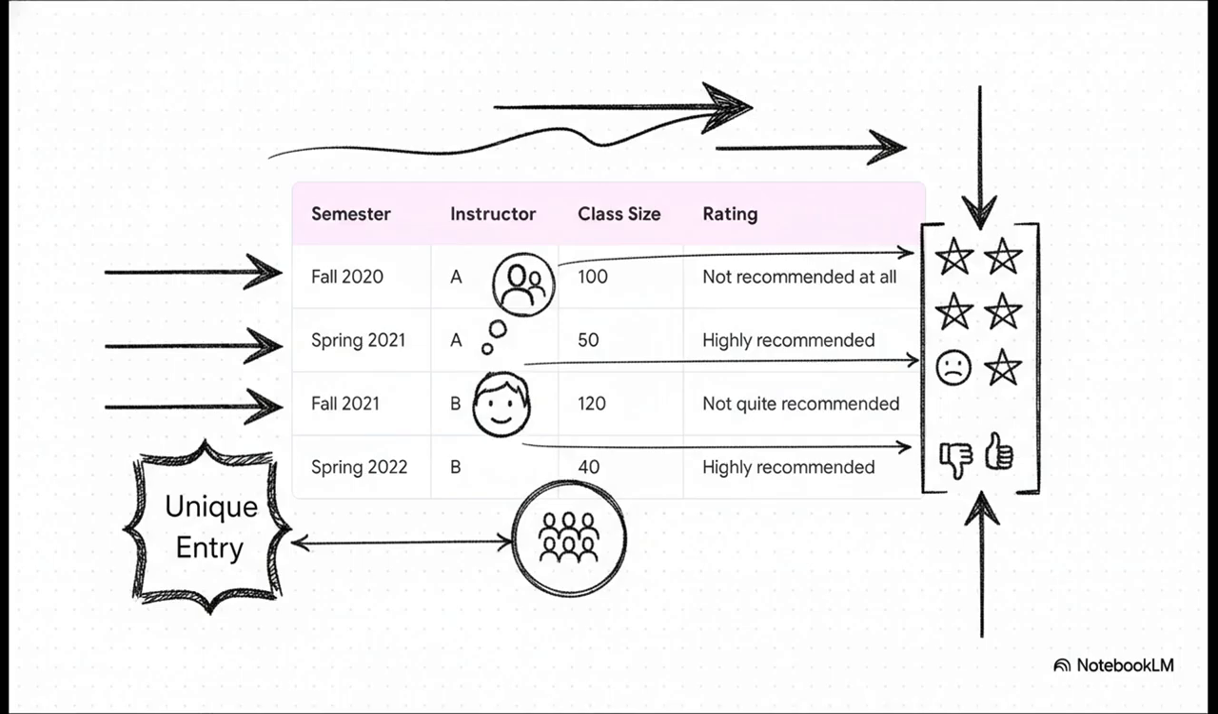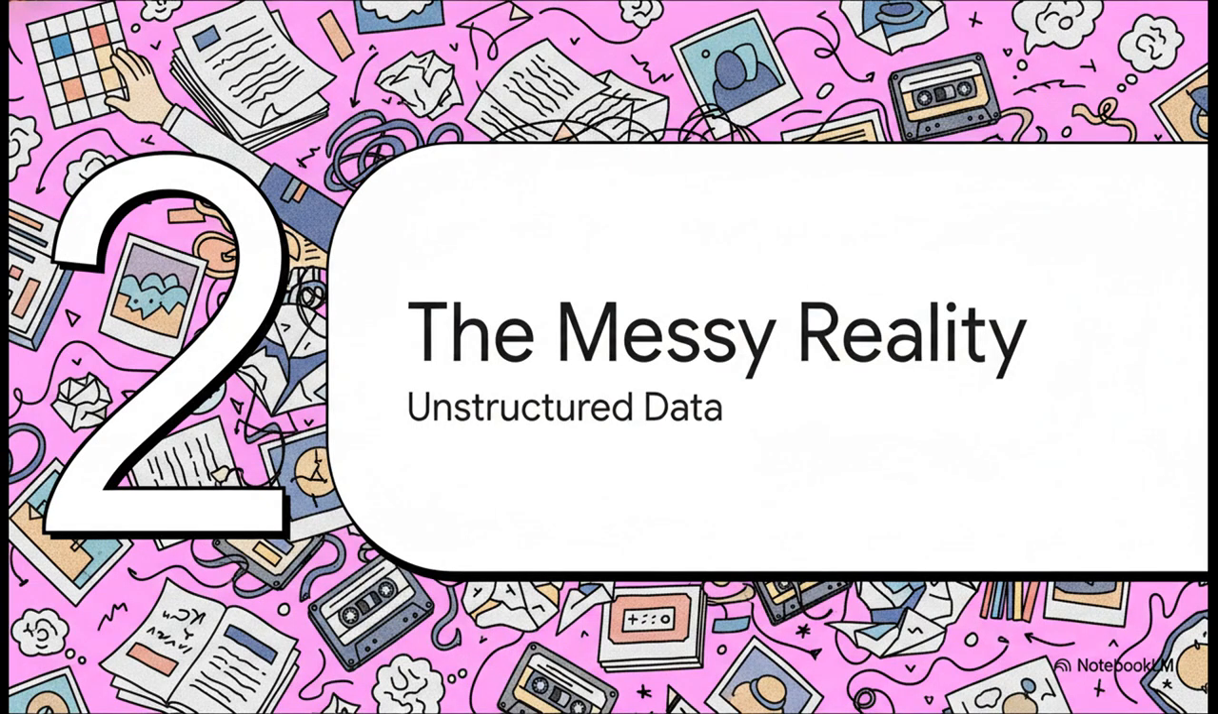Okay, take a look at this. This is a perfect example. Each row is its own unique entry. In this case, a specific course evaluation. And each column, that's a distinct piece of information about that entry. The semester, the instructor, class size, and the rating. Every single piece of data has a designated home, which makes it all so clean, clear, and simple to work with. But let's be real for a second.